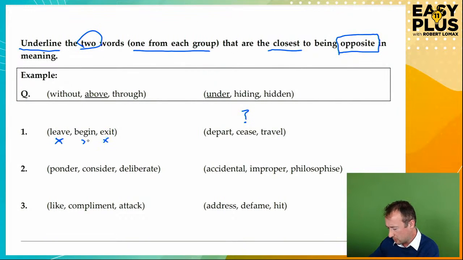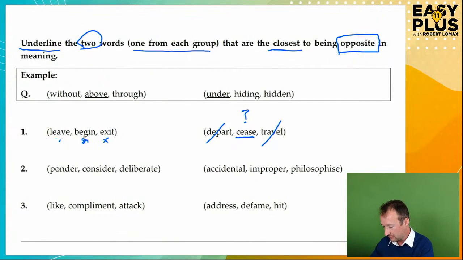So you could say we got nowhere here, but what have we actually done? We've worked out that those words on the left don't belong with depart or travel. So our opposite word is almost certainly going to be cease. That's actually going to be one of the answers. So now we've got to do it in reverse and say, here's a word we don't know.